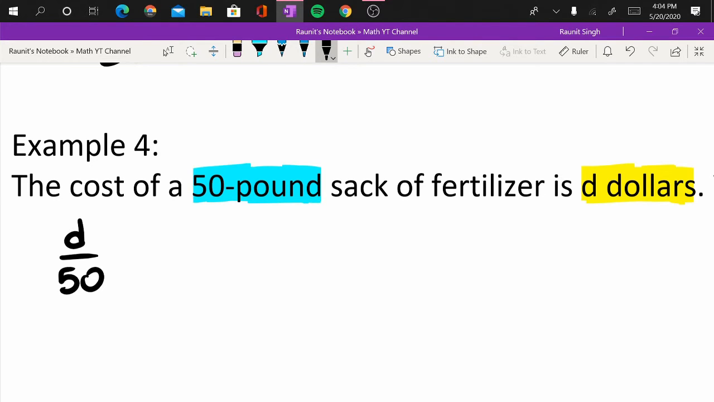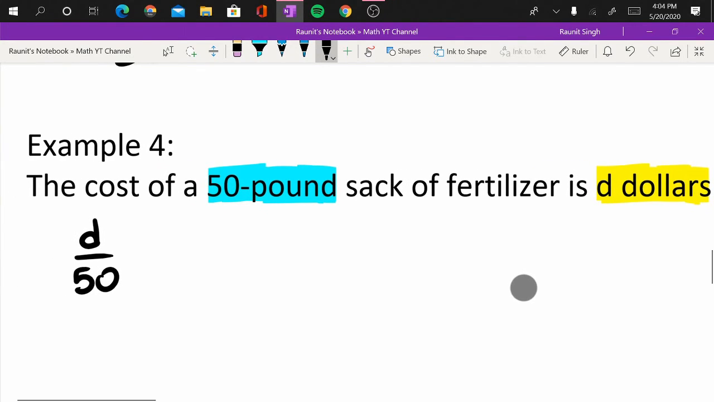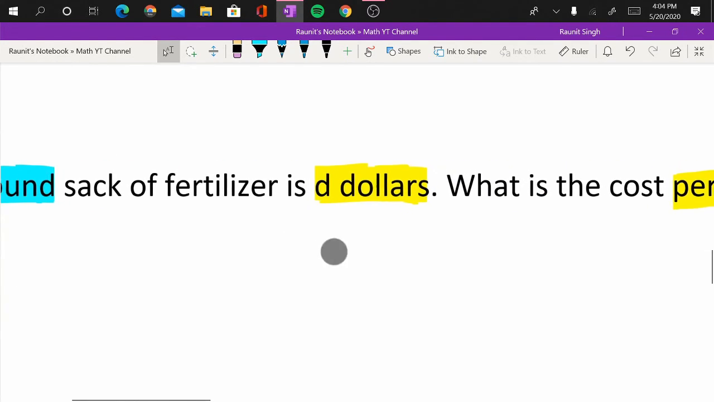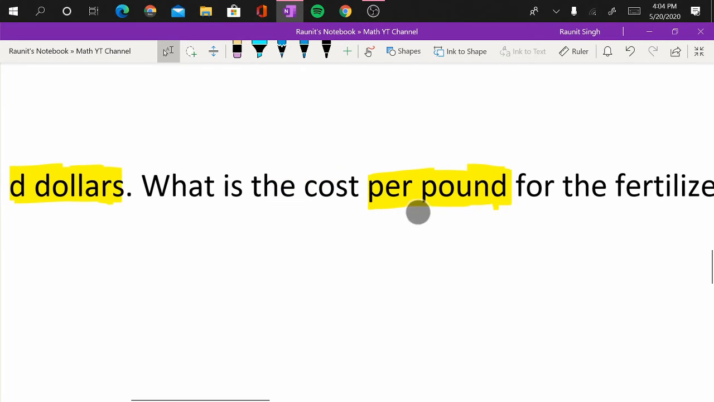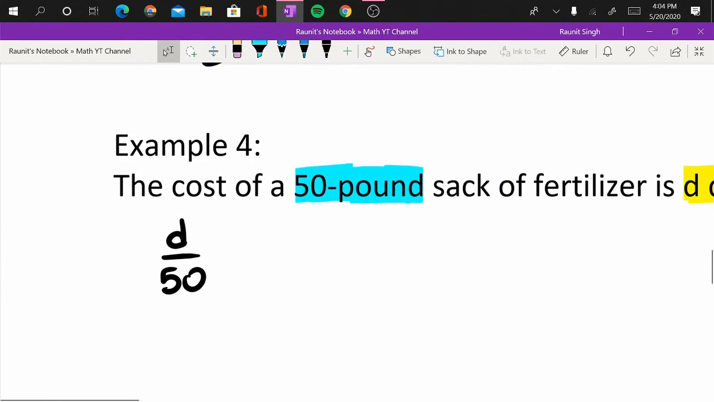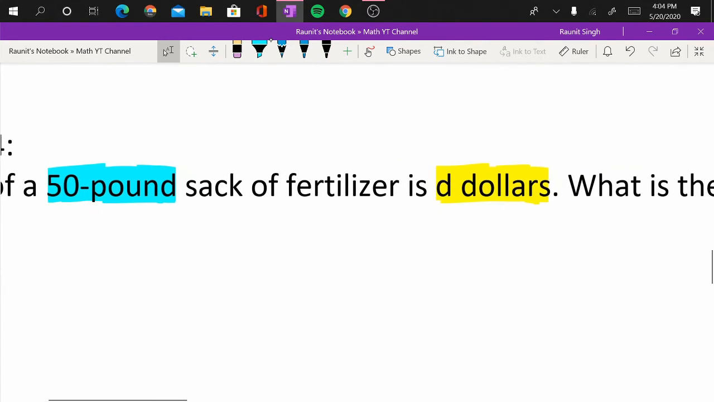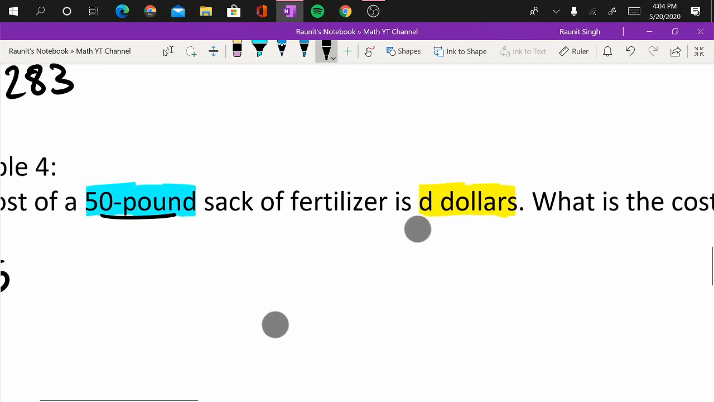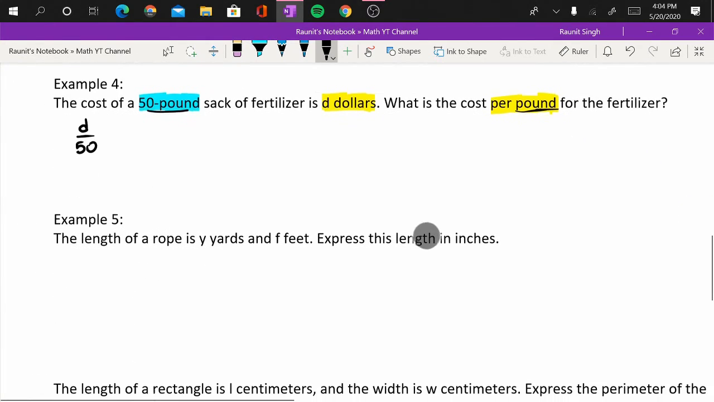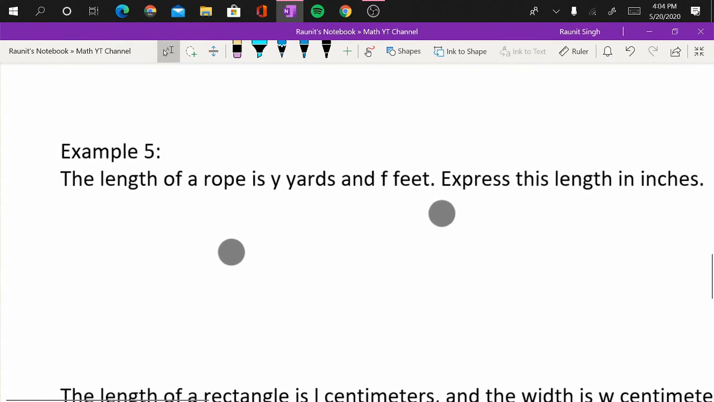So the cost of a 50-pound sack is $D, and we know that it's asking for a pound of fertilizer. So we would just do the dollars divided by the amount of pounds we have, and then that would give us cost per pound. So this one is a conversion as well.